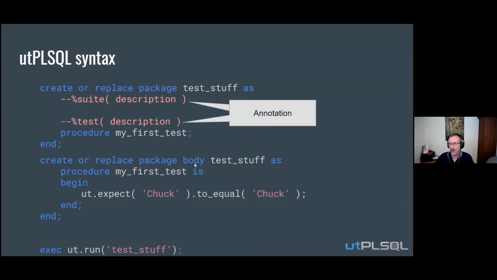Then in the package body, we use expectations to assert on the data. So in your test body, you specify ut.expect your actual value to equal the expected value. And there are multiple different expectations and comparators that you can use. You don't need to use equal. There are multiple others to choose from.